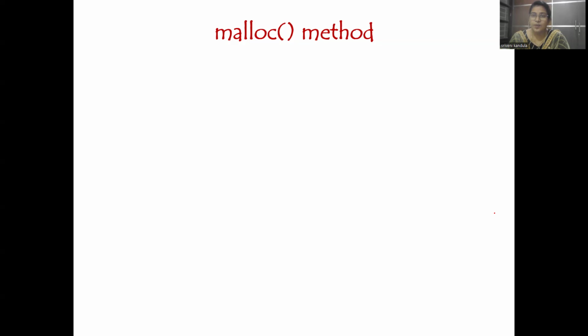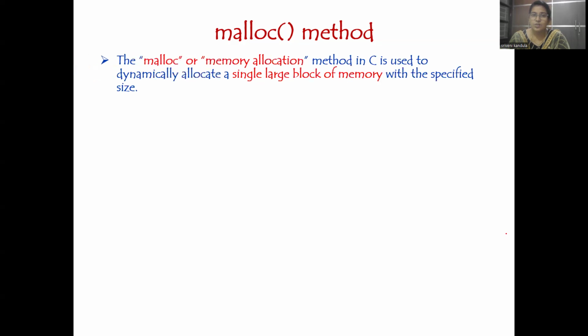Let us see what is meant by malloc. The letter M stands for memory, alloc for allocation. Malloc is memory allocation. This method is used to allocate memory dynamically, and using this you can allocate one single large block of memory with the specified size.